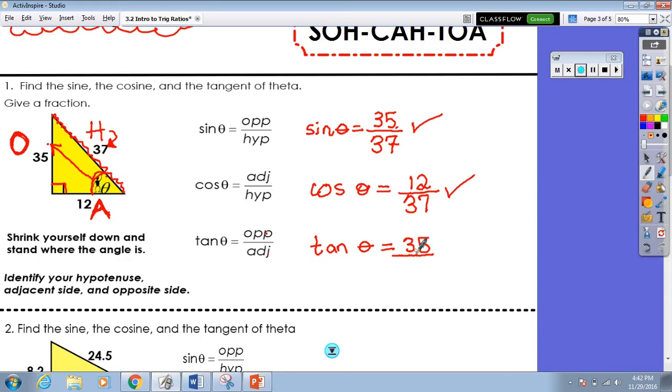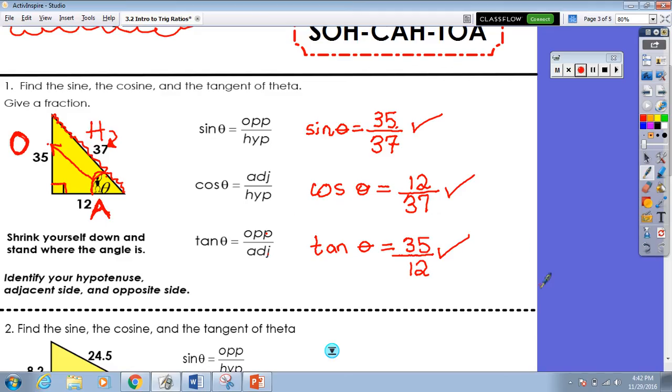Over what side was adjacent? 12. Alright, we need to make sure this fraction is simplified. So 35 divided by 12, and math, enter. I get back the same fraction, so I know that this is the tangent ratio. And that's it as far as what I'm asking you to do in this section.